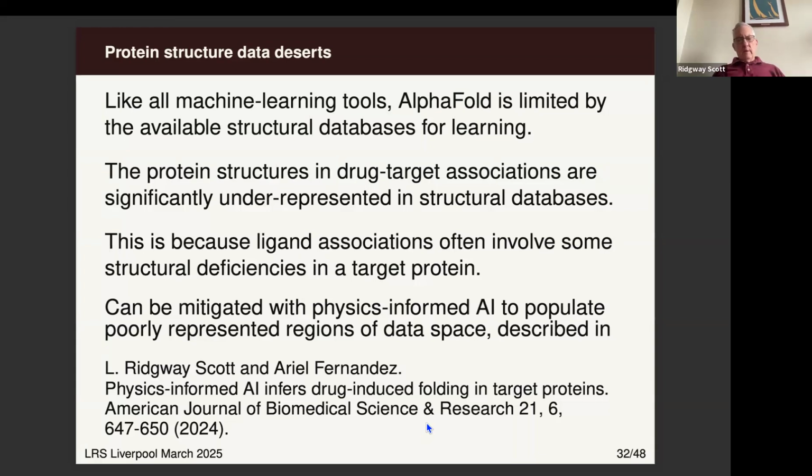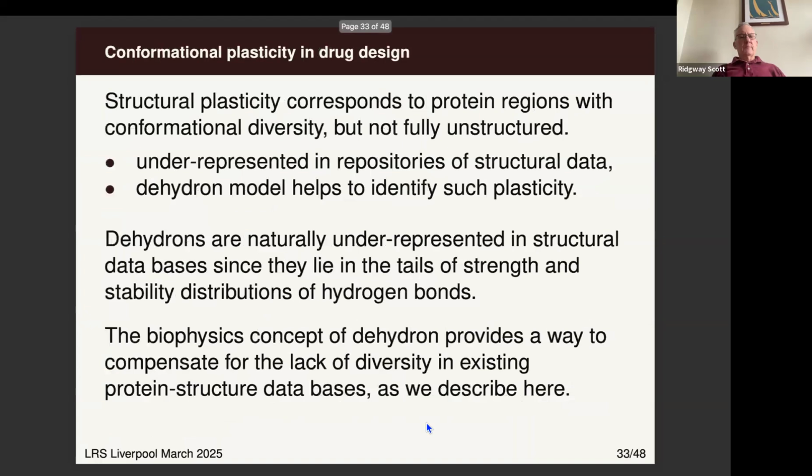So I'm just going to quickly go through this paper and give you some highlights, and then see if you've got some questions. Okay, so structural plasticity means proteins have some conformational diversity, but are not fully unstructured. That is, they don't just flop around completely. That's the unstructured part. They're underrepresented in repositories of structural data just because they're not fully structured, and so they don't show up.